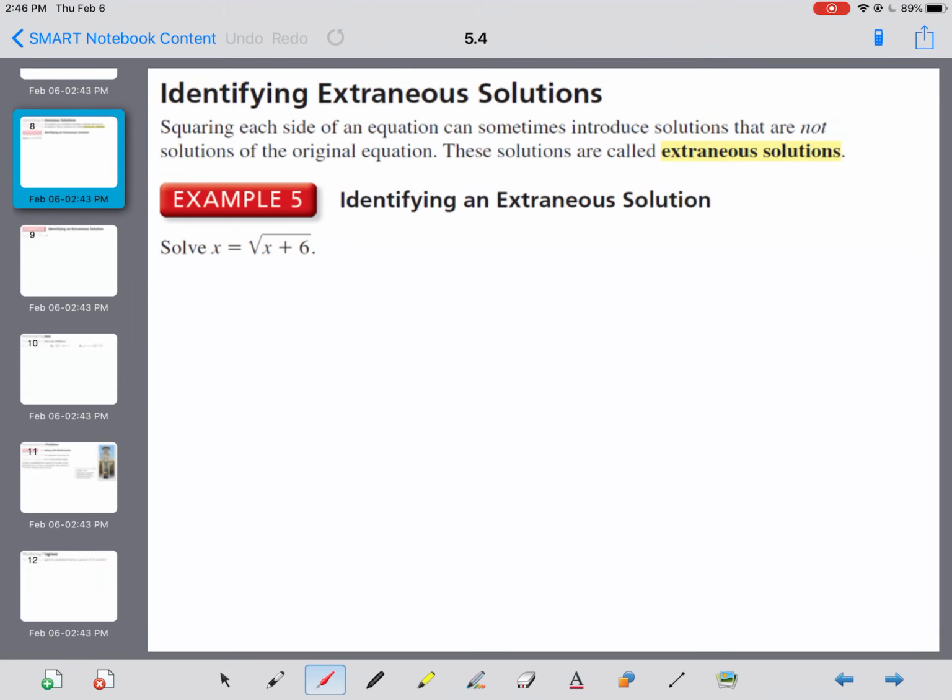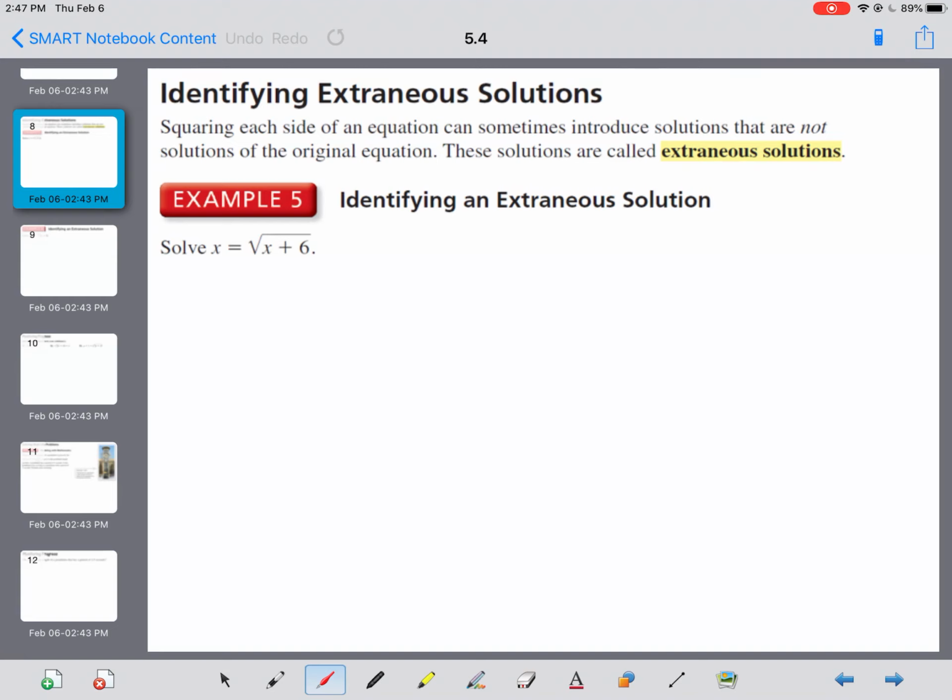Chapter 5, Section 4, Part 2. We're solving radical equations, and while we are solving these, something interesting happens. It doesn't happen all the time, but it is a reason why you should always check your answers. We get extraneous solutions, or extra solutions that are not actual solutions. We get an answer, but it doesn't work if you plug it back in.